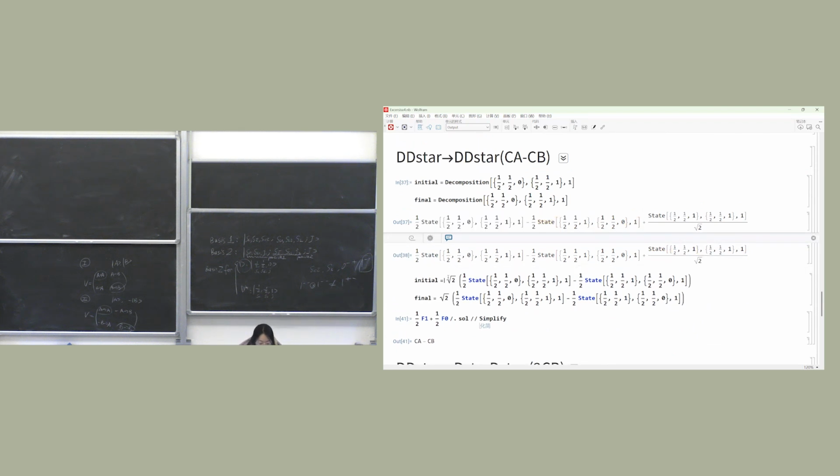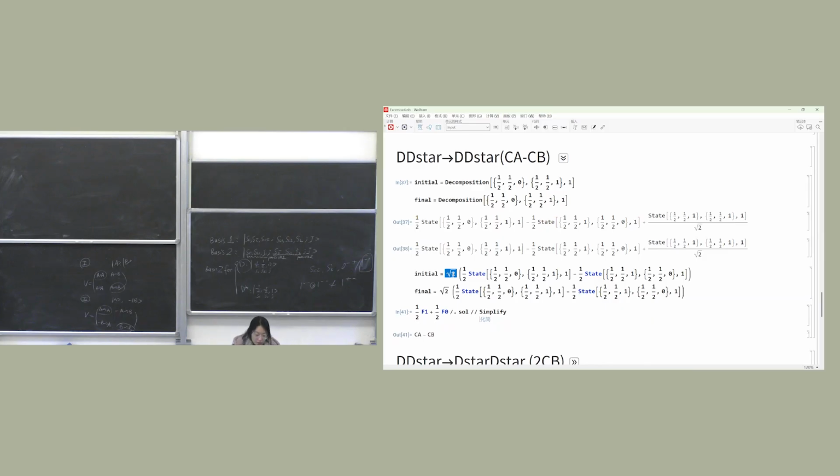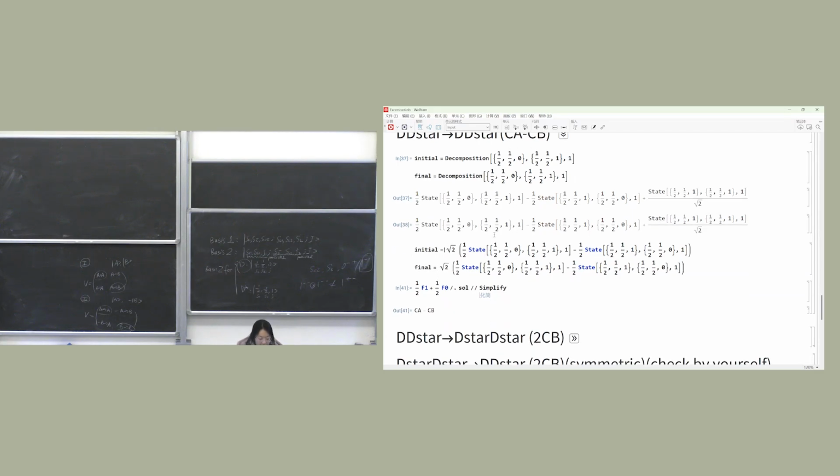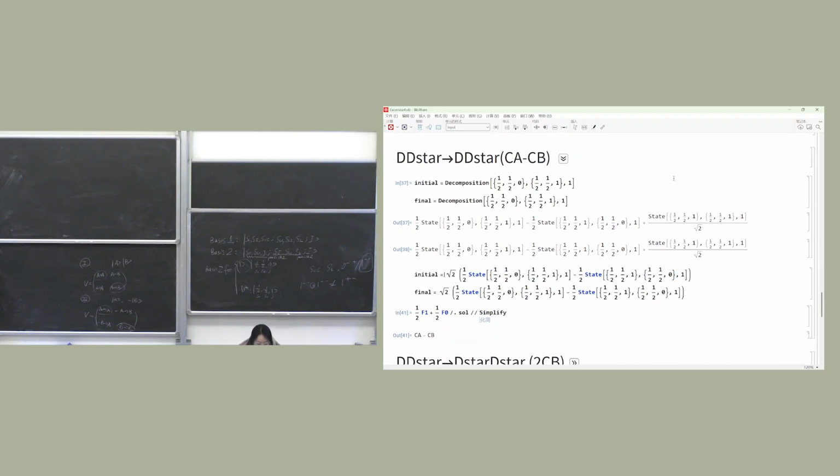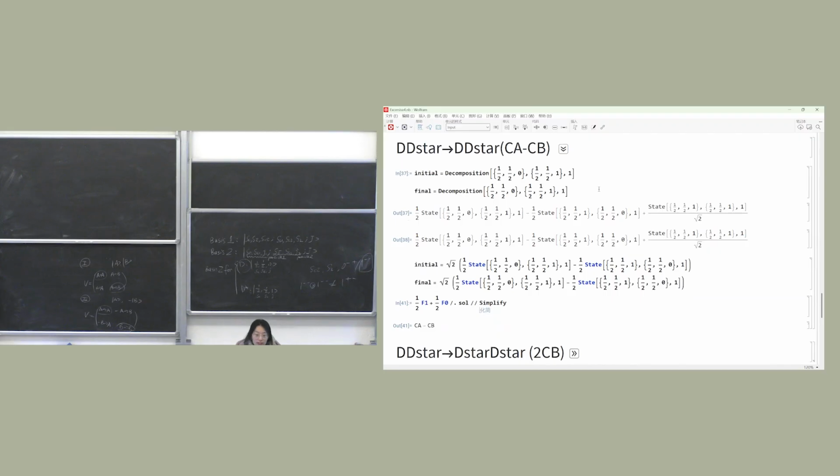So we need another overall factor to renormalize this state. Here I just write a square root of 2 to make the state normalized. And then the others are the same as the previous case. This is what I just wanted to say. Any question for this one?